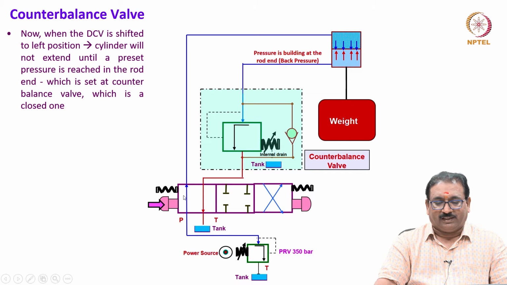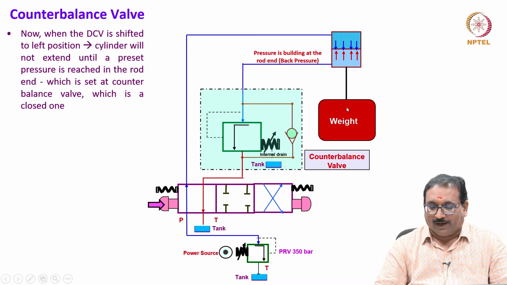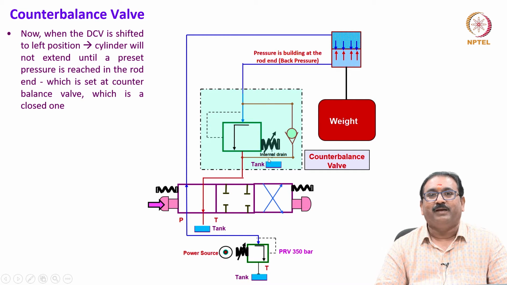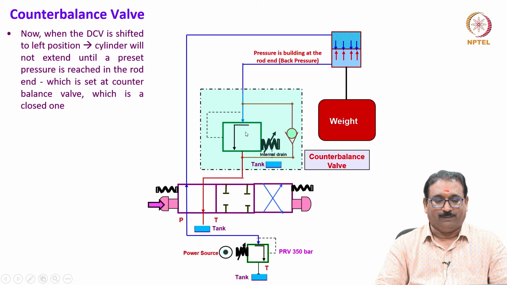Now, when the DCV is shifted to the left position, the cylinder will not extend until the preset pressure in the rod side increases. You will see here, whatever flow is there, it will come here, but the valve is closed. It will not pass through the valve or through the check valve until the pressure you set in the counterbalance valve is reached. You will create the back pressure here to lower the load very, very slowly. That is why the counterbalance valve, which is a closed type, is used.